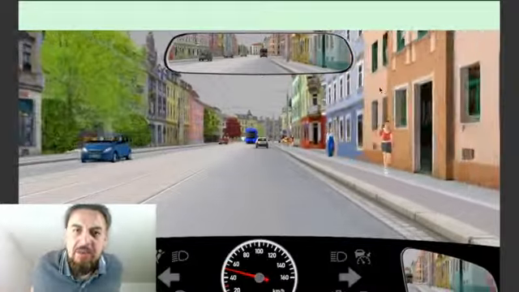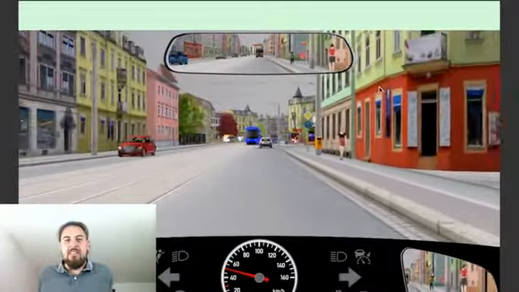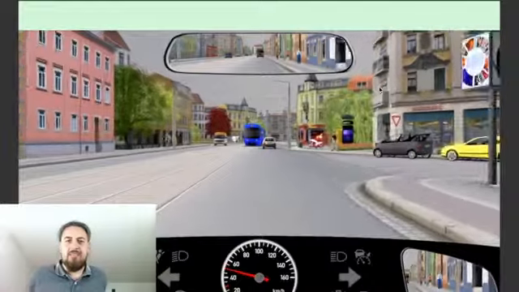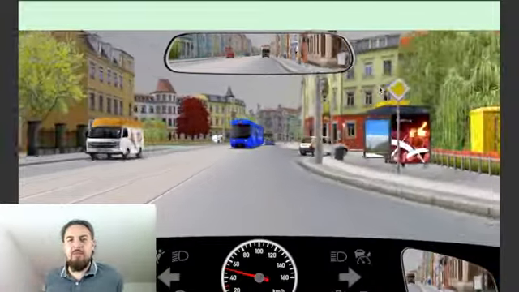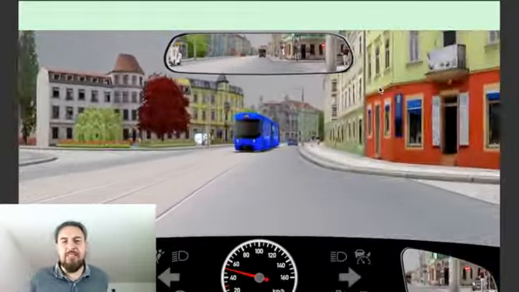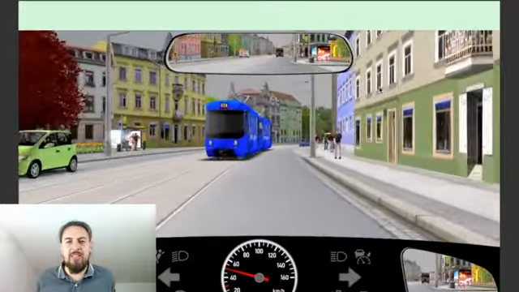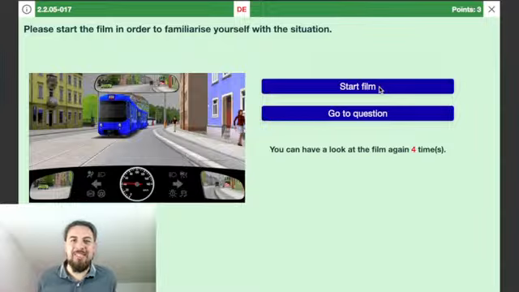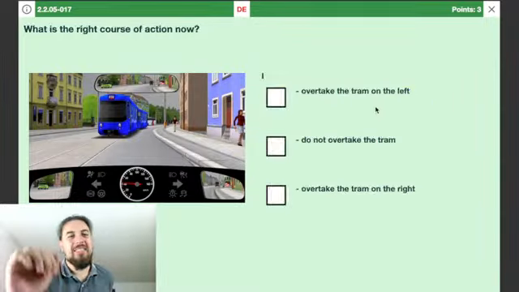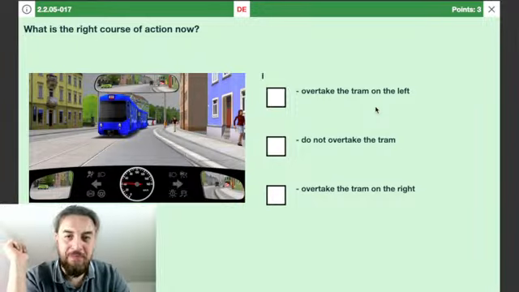This time we are inside the city. Looks like a city center. We are on a priority road and there's a tram in front of us. Check the rails of it. Ooh, that's quite narrow. All right. What is the right course of action now?